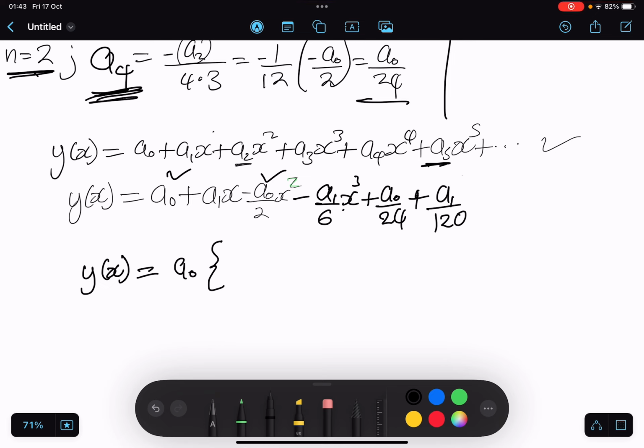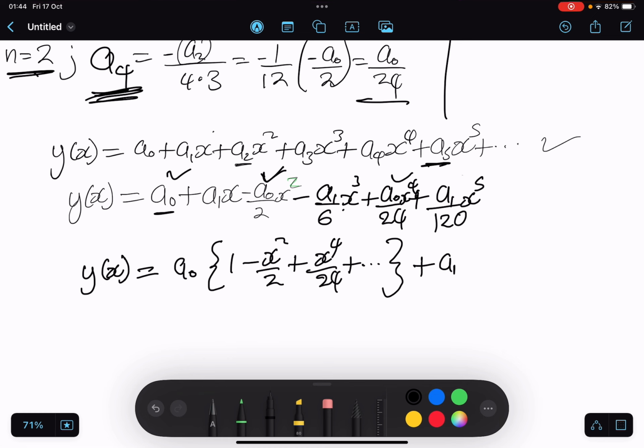So a naught is going to be 1 minus, this is the 1 comes from here, minus, if we factor out a naught here, we are going to have minus x squared over 2, and then plus x to the power 4 over 24 plus, it continues, then plus, we factor out a1.